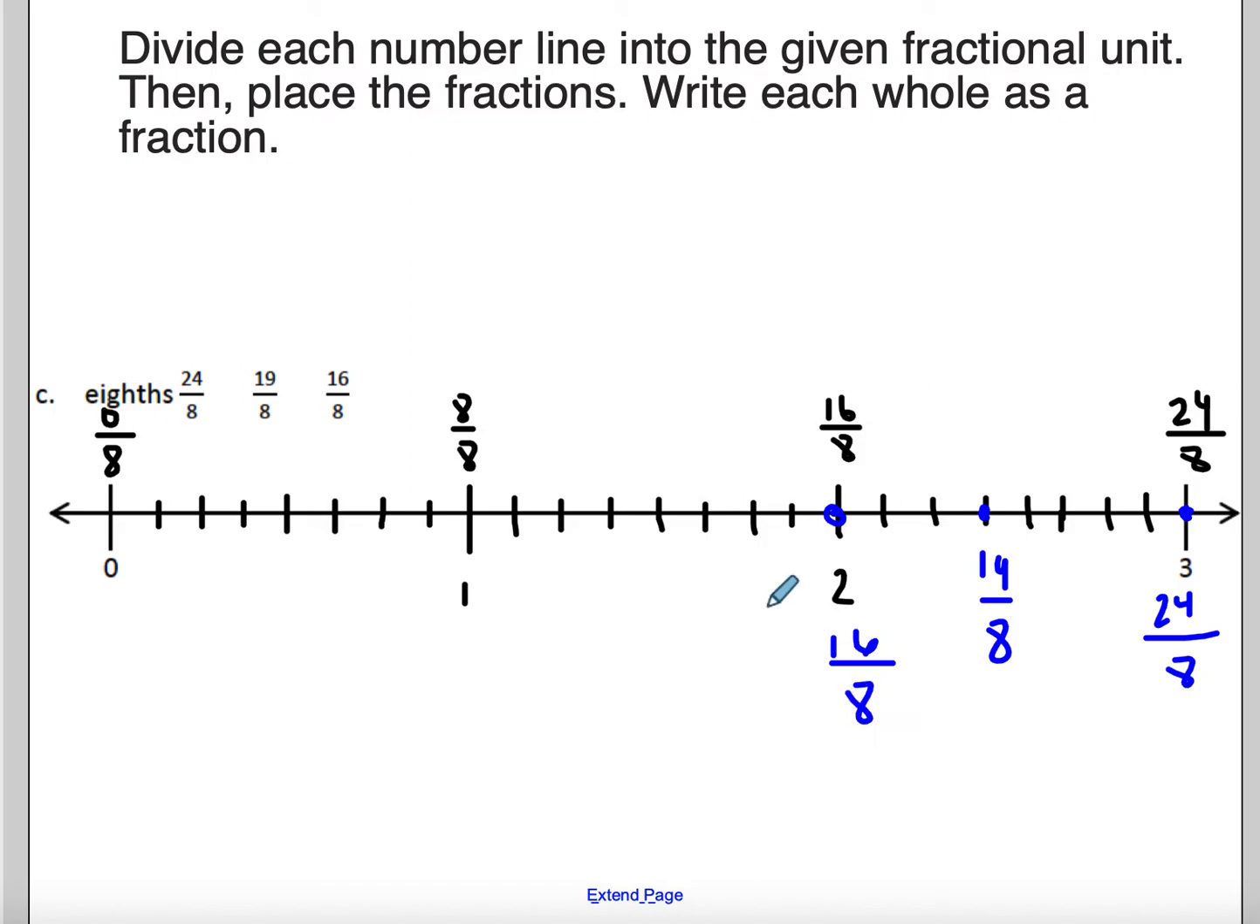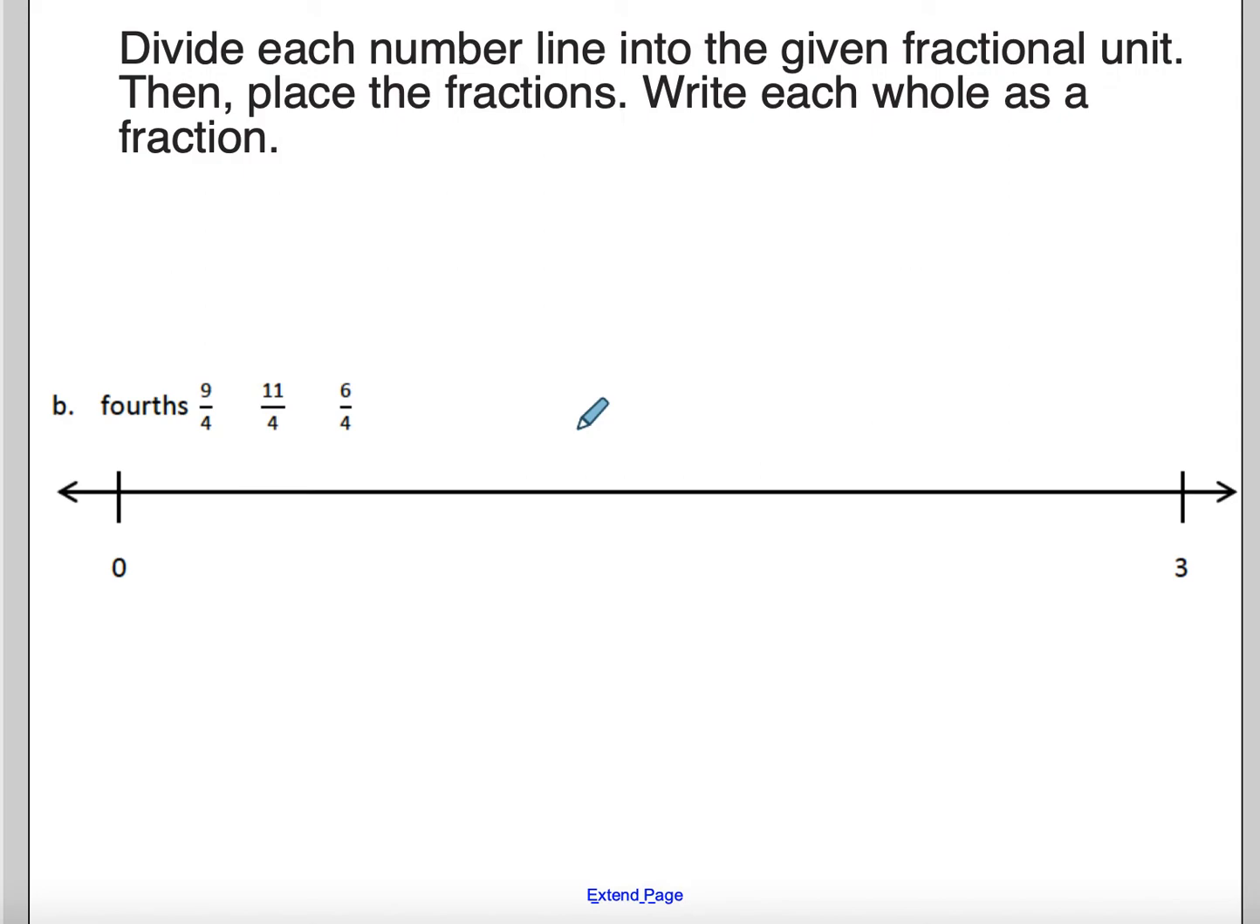Notice I didn't mark every eighth, because that would have taken a long time. That would mean I would have to do 24 eighths. 1 eighth, 2 eighths, 3 eighths. And I have these benchmark wholes that can help me know what these little marks in between represent. So I didn't want to mark everything, right, to save time and be more efficient.